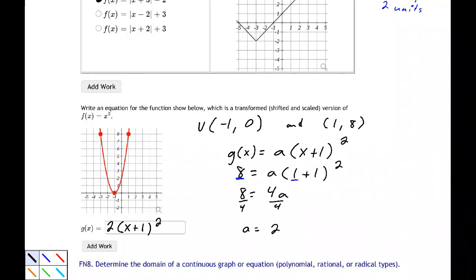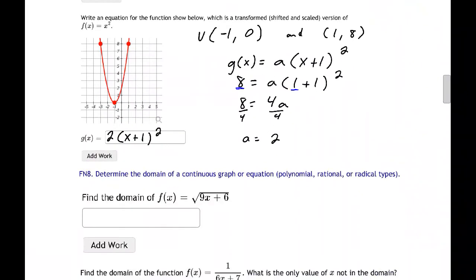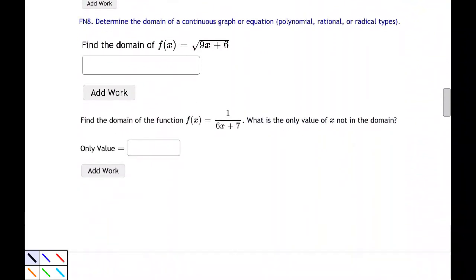All right, that's all for FN7. We have these two functions to graph for that, or equations to write for that. All right, now, FN8, for this objective, we're told to determine the domain of a continuous graph or equation, a polynomial, rational, or a radical type. So there are actually 3 parts to this.